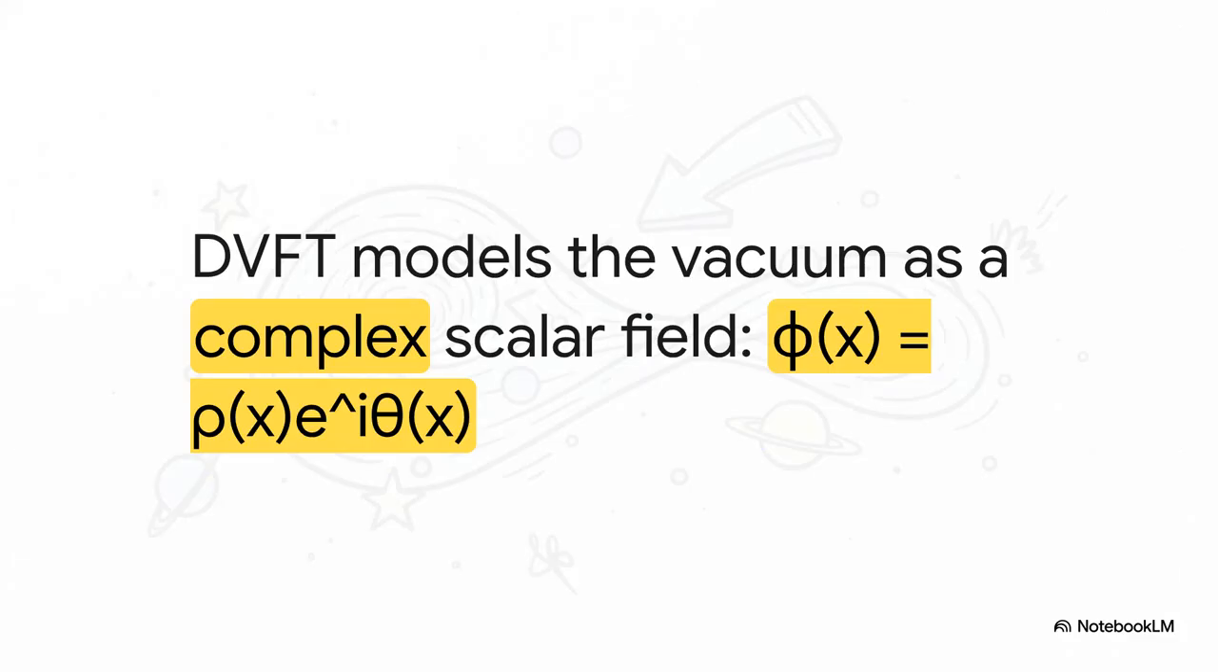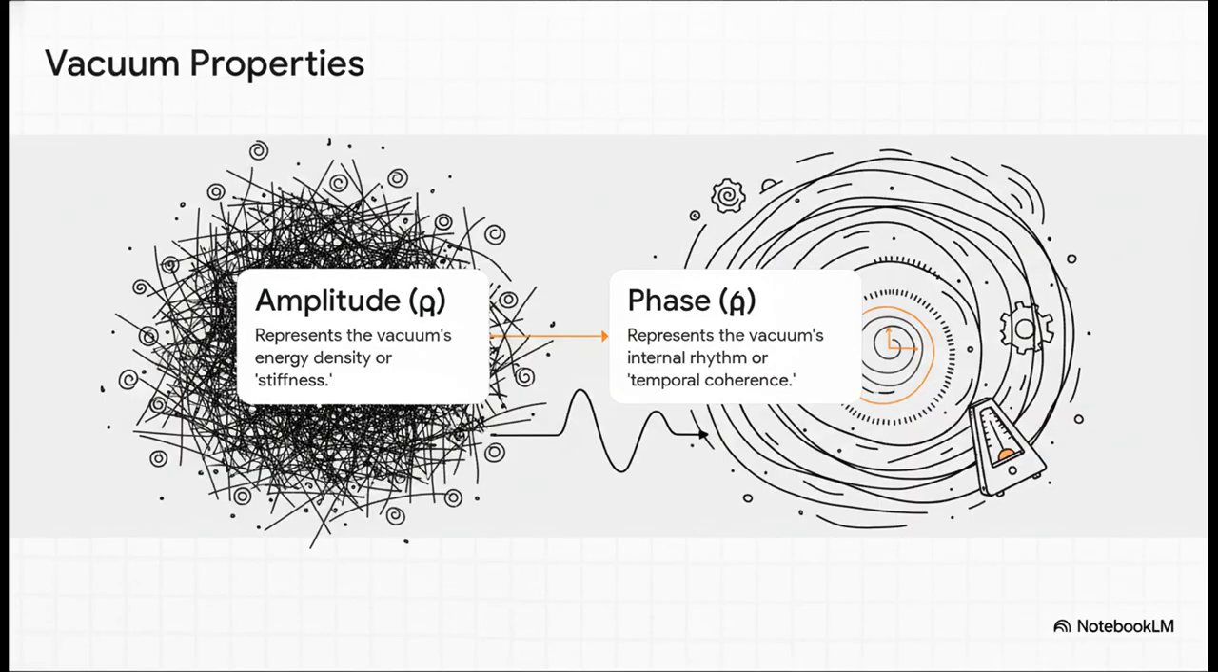So the theory uses this equation to model the vacuum as a complex scalar field. Look, let's not get lost in the math here. Just think of this as a kind of instruction manual for describing the key properties of the vacuum at every single point in space. And it basically breaks the vacuum down into two main properties. First, you've got its amplitude, which you can kind of think of as its density, or maybe its stiffness. And second, you've got its phase, which is like the vacuum's internal rhythm, its pulse.